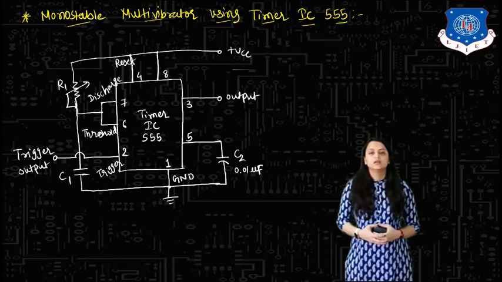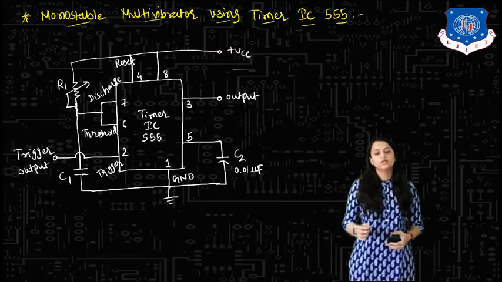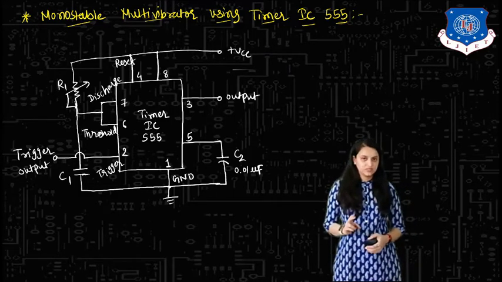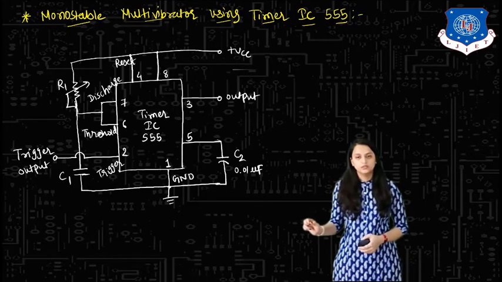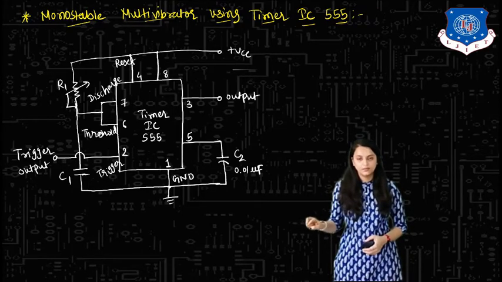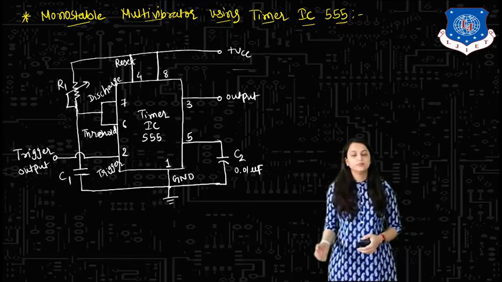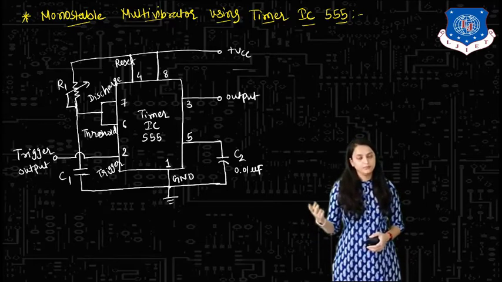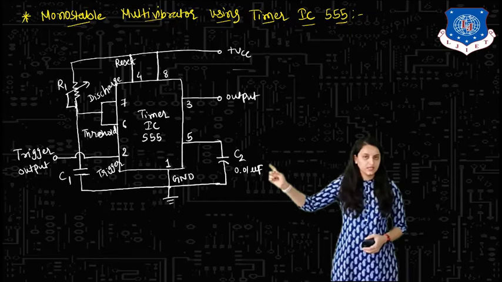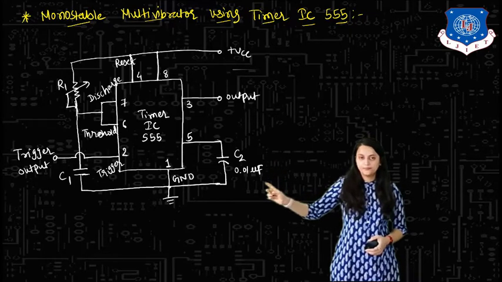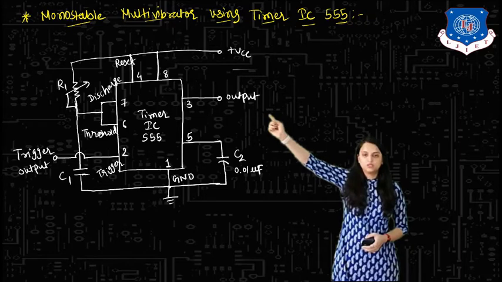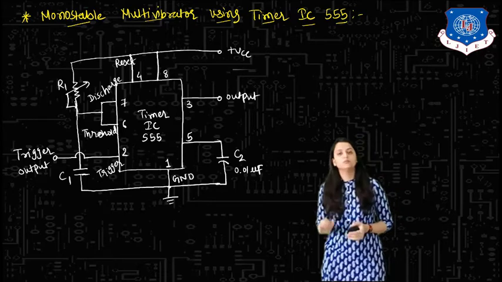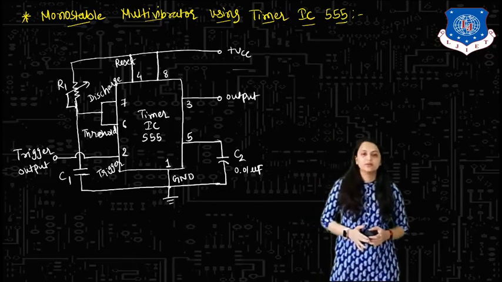So here the connection diagram is indicated for the timer IC 555. See, pin number 4 and 8 are connected to plus VCC. Then they are connected to the R1. Discharge pin 7 and 6, that is threshold, are also connected to that. Trigger input is at pin 2. C1 is connected. Ground terminal is at pin number 1. Here C2 is indicated having the fixed value 0.01 microfarad. Output is taken from pin number 3 and above that VCC is indicated. Remember this circuit diagram for the monostable multivibrator using timer IC 555.